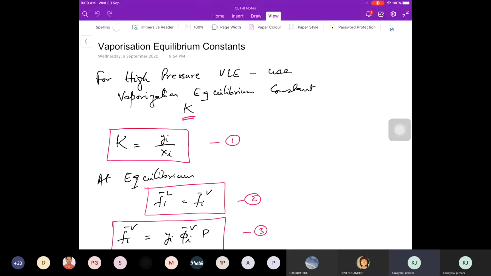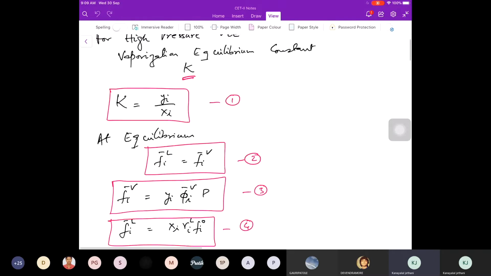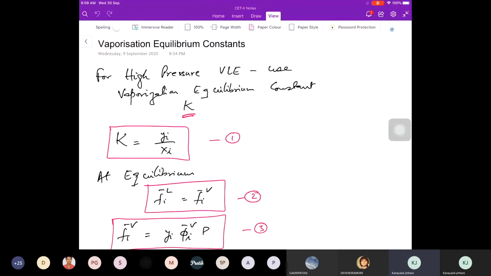ठीक है, so now we are going to look at vaporization equilibrium constants. It's a term most commonly used in the petroleum refining industry, where you have high pressure VLE, and hydrocarbons mostly. So we have seen, we define the vaporization equilibrium constant as K, which is nothing but Yi upon Xi. So at equilibrium, what is the vapor composition divided by the liquid composition.